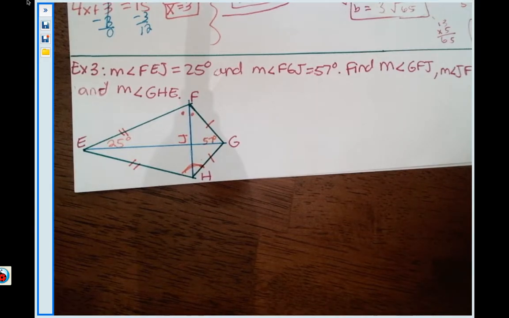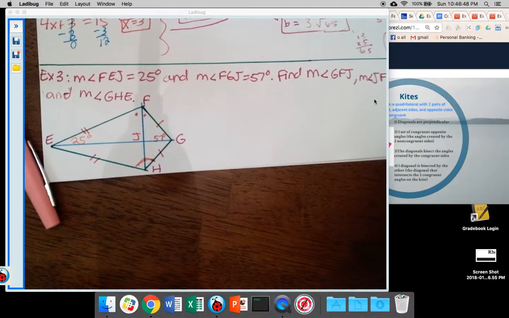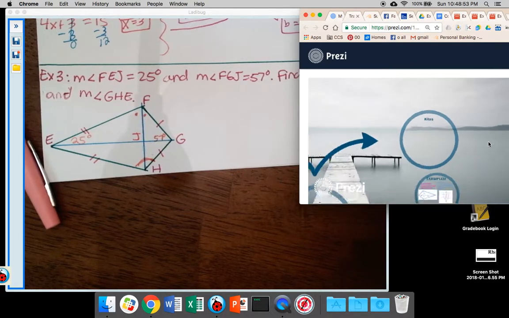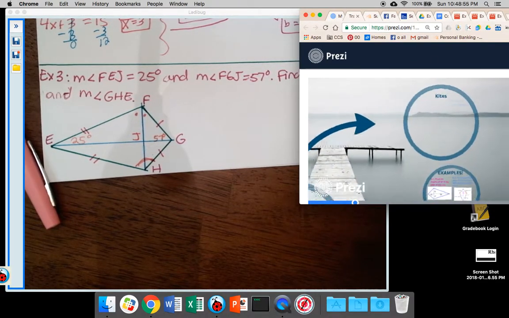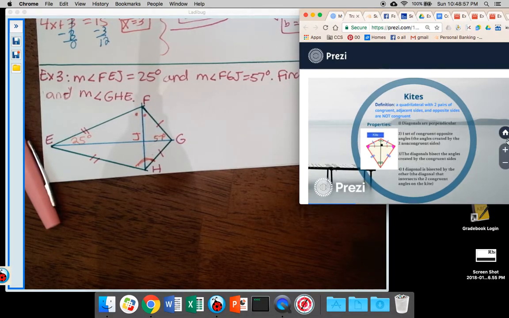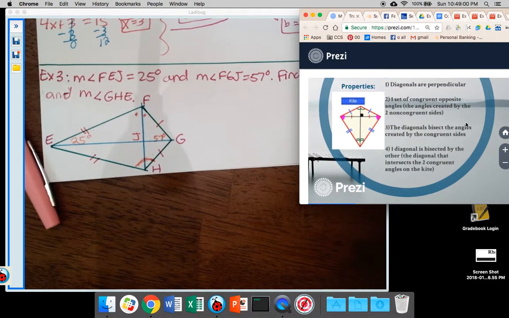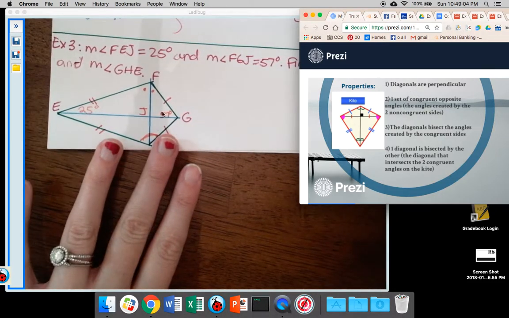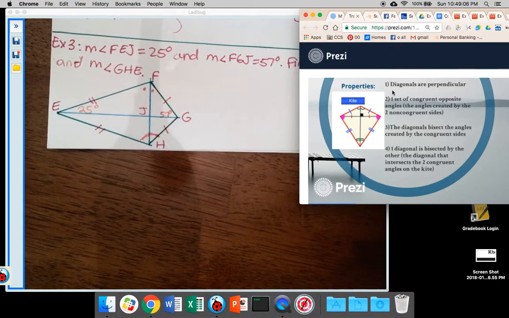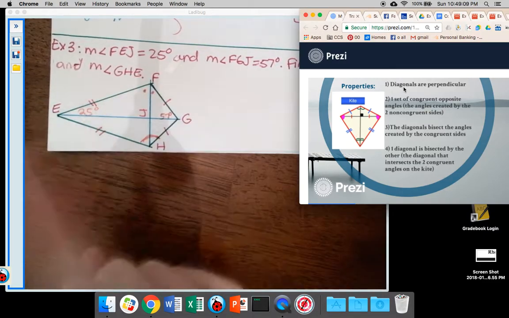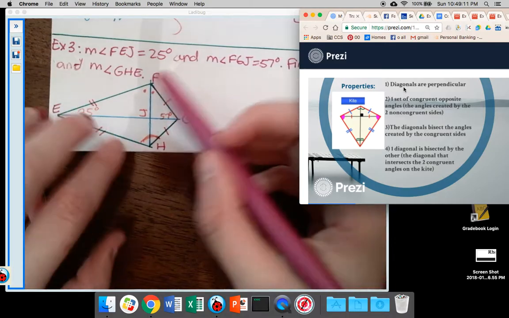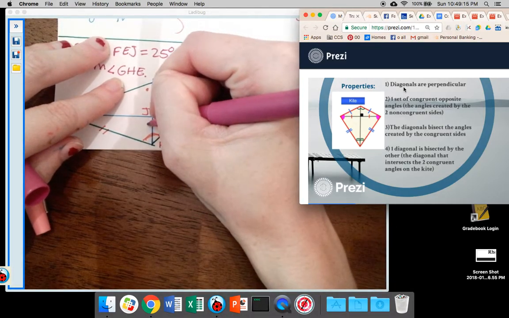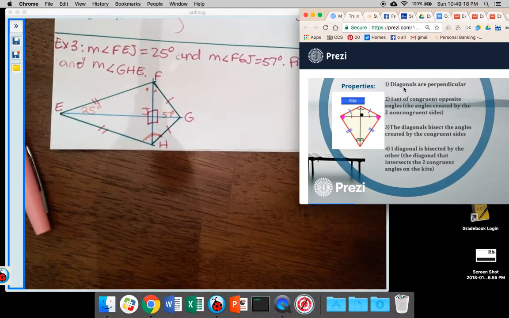Alright, so let's pull up those nifty kite properties that we talked about from earlier. Now we're focusing on more angle stuff, so let's see which angle stuff might apply to my nifty kite right here. Alright, so diagonals are perpendicular, so that might help us because that involves angles. So my two diagonals, when they intersect, form 90-degree angles because that's what perpendicular means, form right angles.